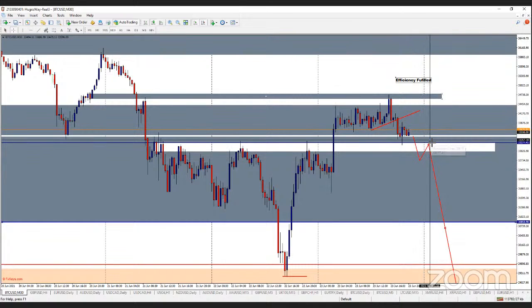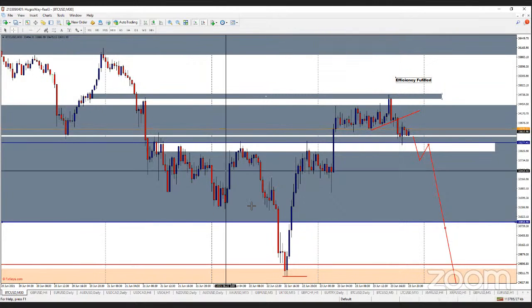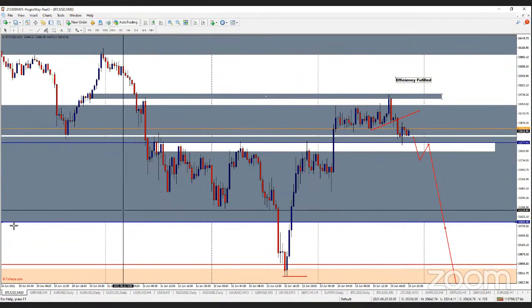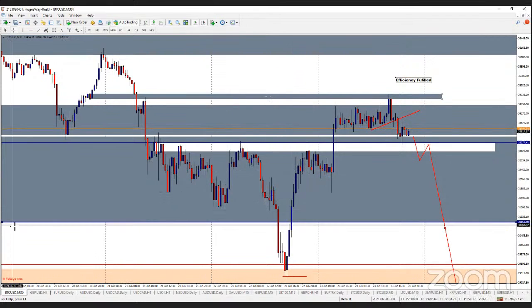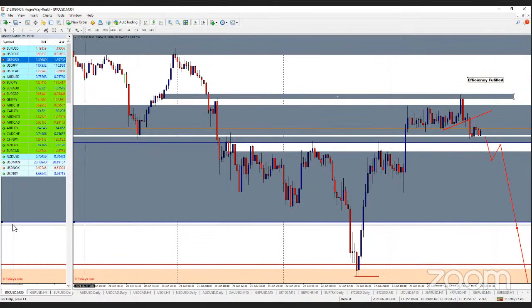This may happen around 10. I've noticed that a lot of action happens around 10. So if we're going to find something, we may find it exactly around about here. So this is our pattern now. So if we translate this into the rest of the cryptocurrency, what do we have going on?